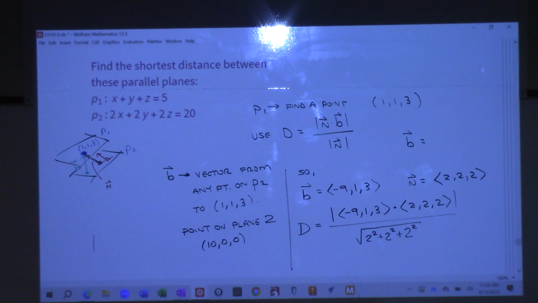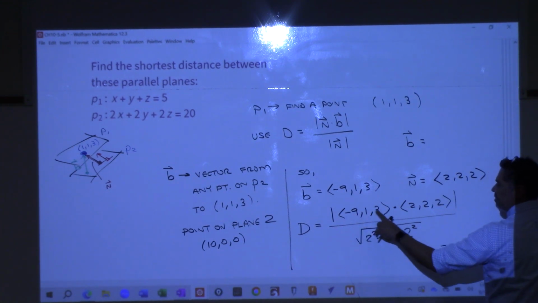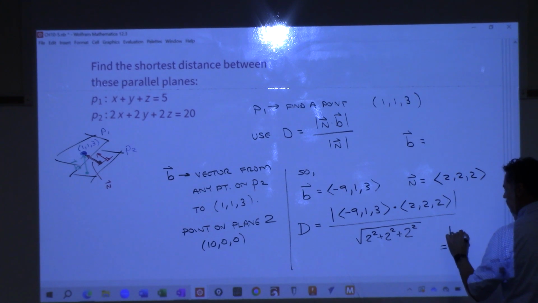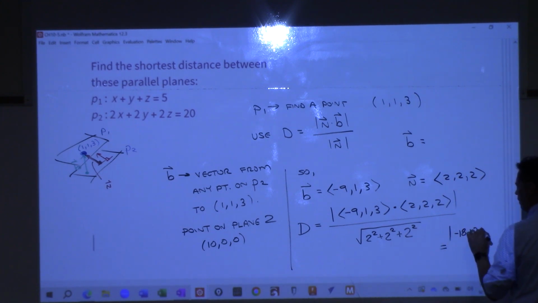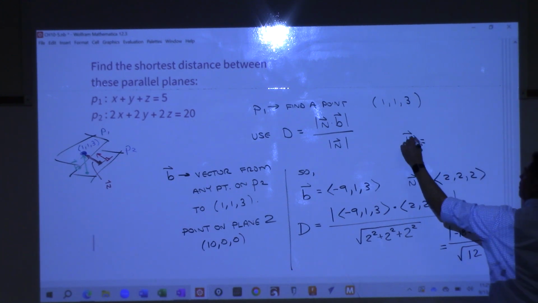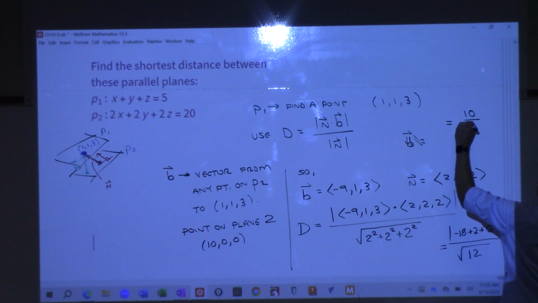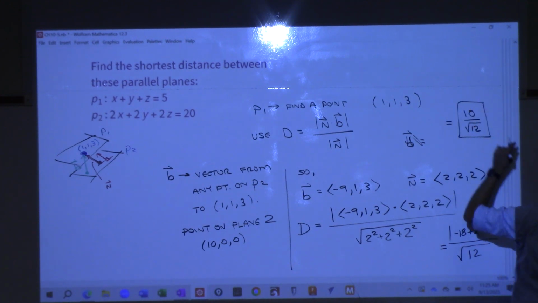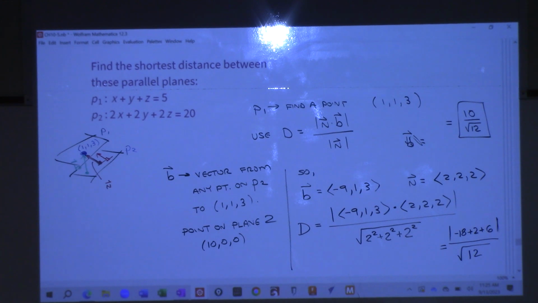All right, you ready for a dot product? So this times this, that's -18. And then plus 2 plus 6. And then all over square root of 12. So the top is -10, absolute value, so 10. So we get 10 over root 12. That's the exact distance. We could get a decimal, yes. What is the B vector again?